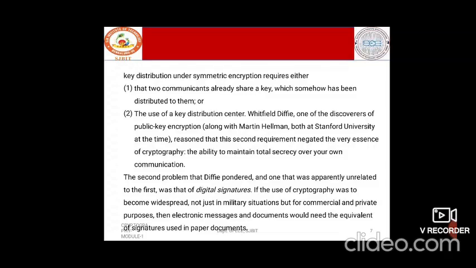And the second problem that Diffie pondered, apparently unrelated to the first, was that of digital signatures. If the use of cryptography was to become widespread, not just in military situations but for commercial and private purposes, then electronic messages and documents would need the equivalent of the signatures used in paper documents. A method would need to be devised that would stipulate to the satisfaction of all parties that a digital message had been sent by a particular person. This is a somewhat broader requirement than that of authentication, and its characteristics should be explored.